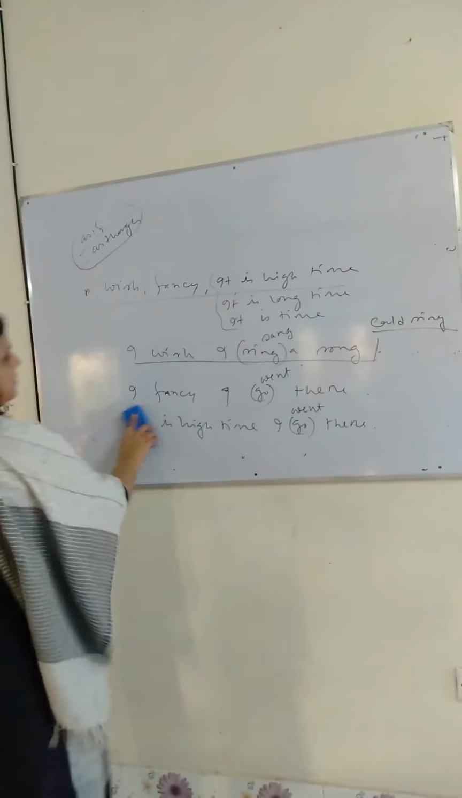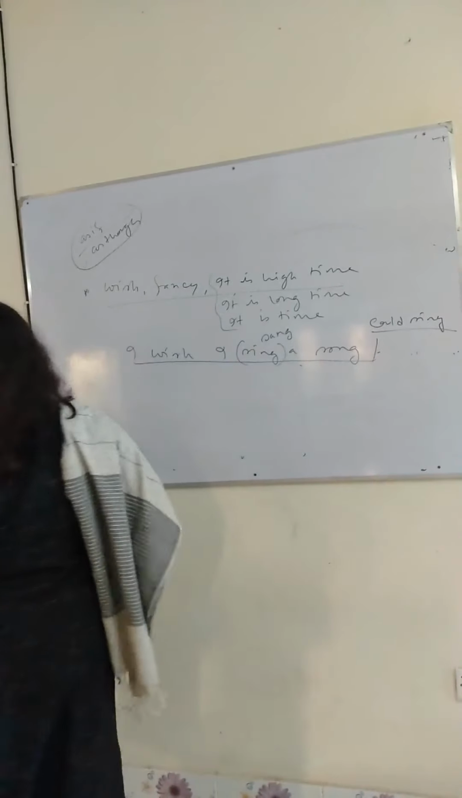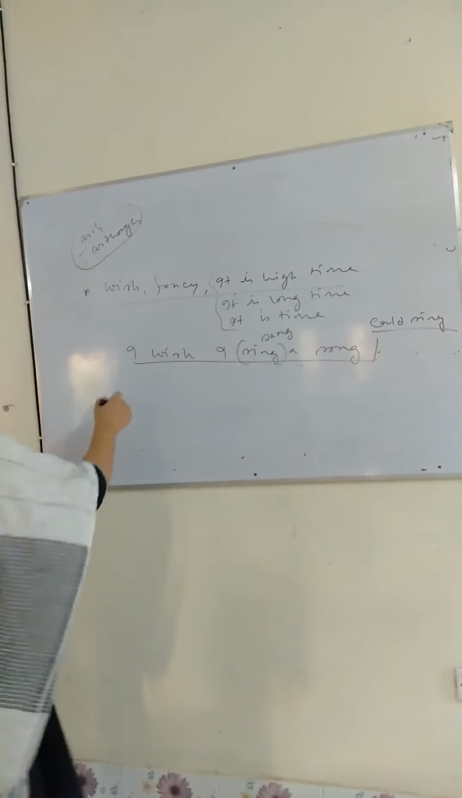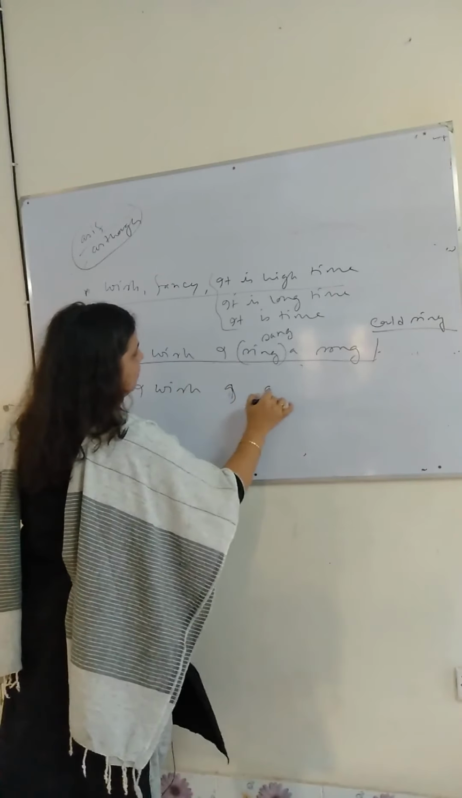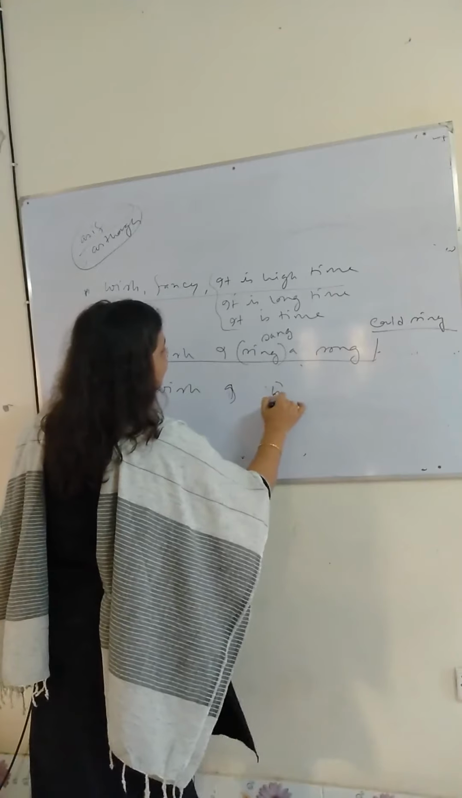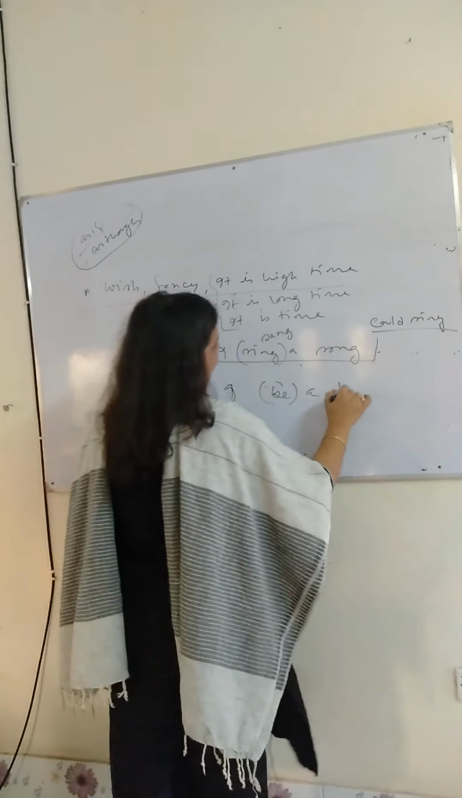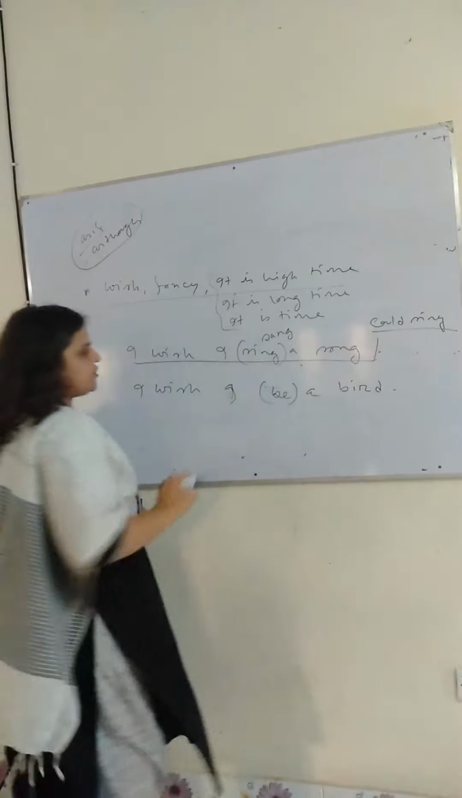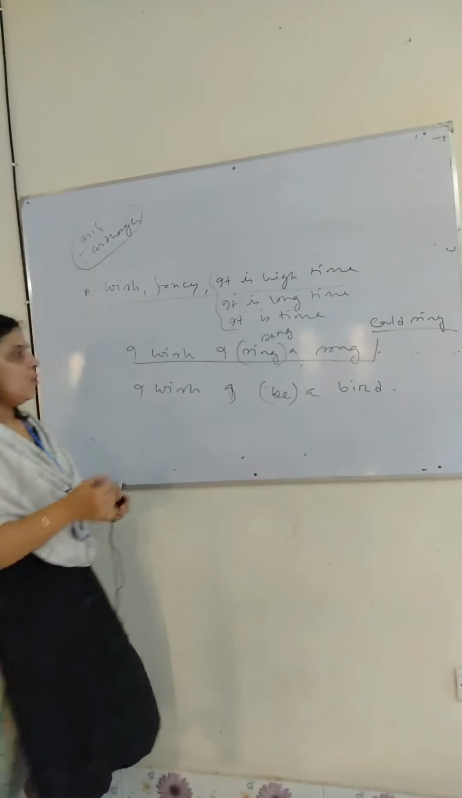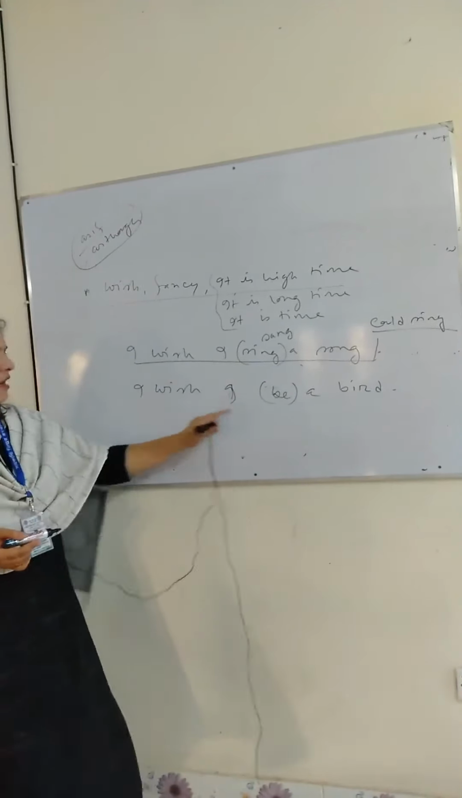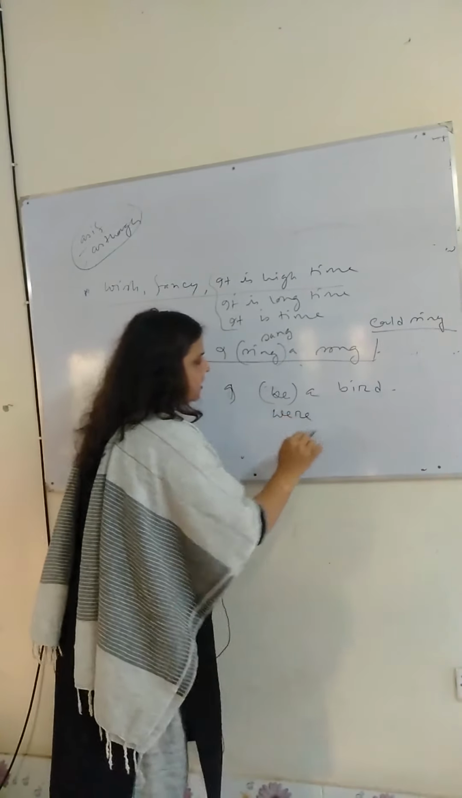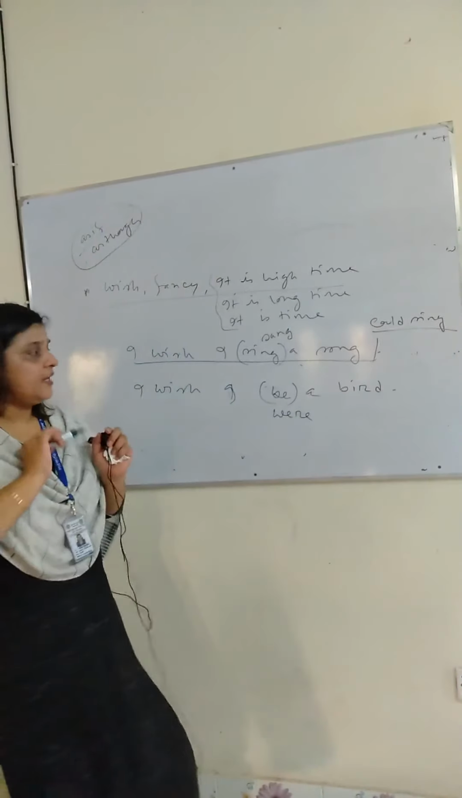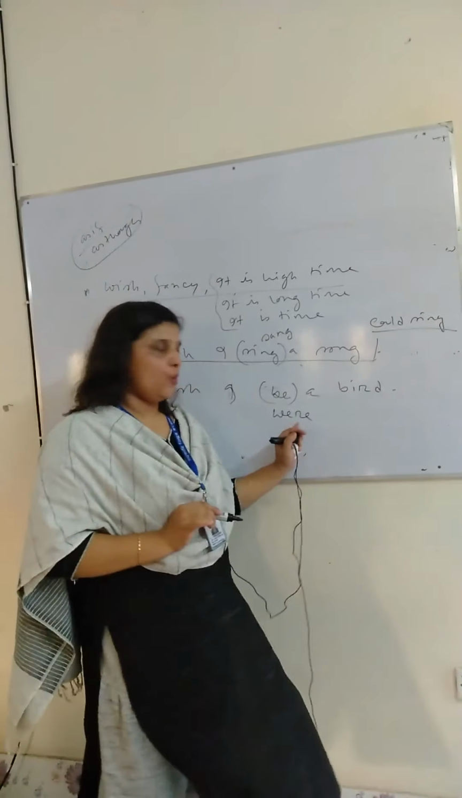Now let us see a few more rules. Here, I have to add something like this: I wish I be a bird. Here see, whenever you find a be verb after which, then it must be were.